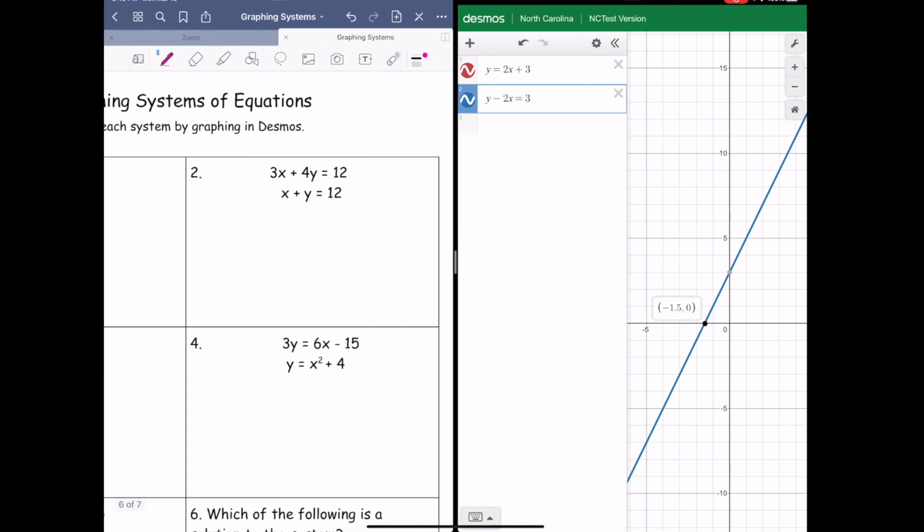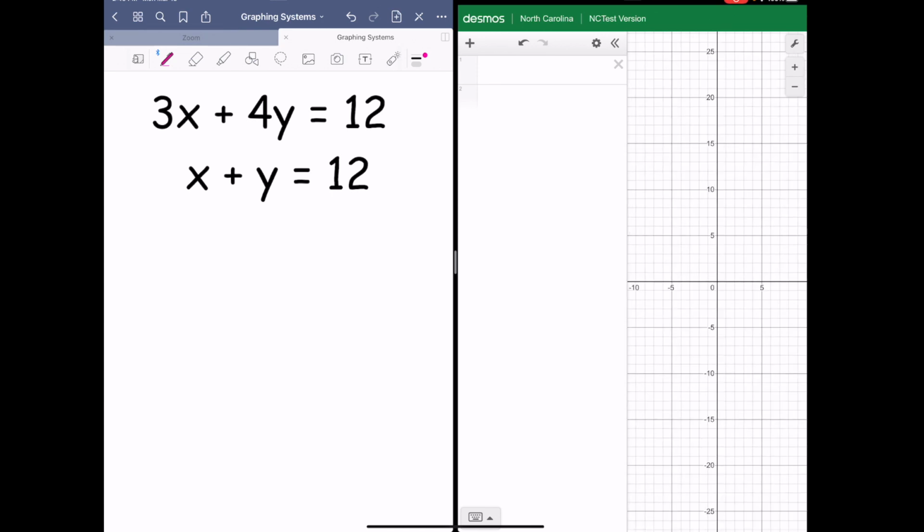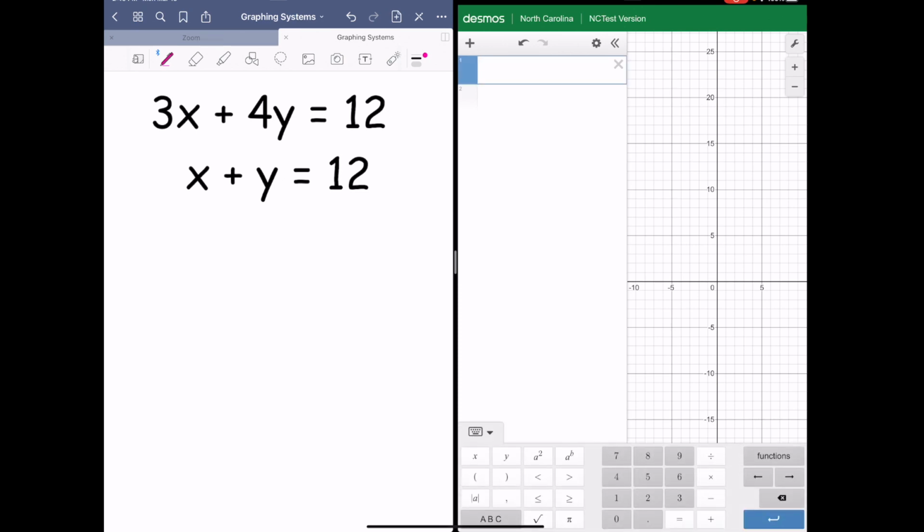Right, number 2. Again, we just want to find the solution to this system. So notice I closed out the other 2 equations because we're using a new set of equations. And I'm going to click the little house on the right-hand side of the Desmos screen. That little house takes you back to a standard-sized window. So now we're typing in 3x plus 4y equals 12. You'll notice that these are both in standard form, and that's okay because Desmos will still graph them in standard form. We don't have to have just y equals equations for Desmos.